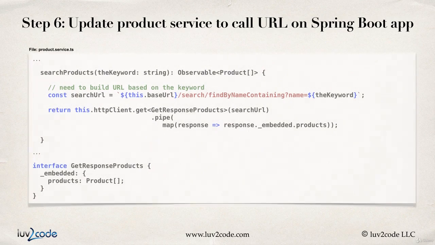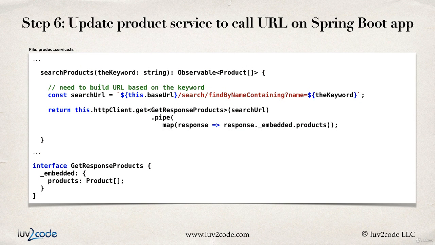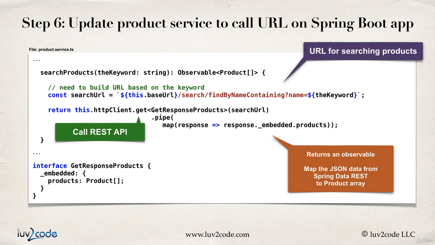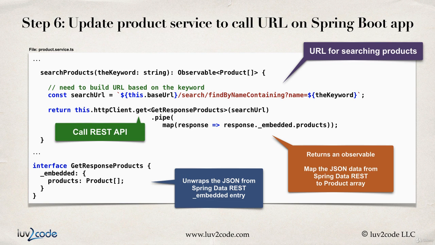Alrighty, step 6 is updating the product service to call the URL on the Spring Boot app. So this is our product.service.ts. So here's the URL for searching for products. So search/findByNameContaining (name equals). We plug in that parameter that's passed in. And then we call that REST API. This returns an observable. We map the JSON data from Spring Data REST to a product array. And then we simply unwrap the JSON from Spring Data REST using that _embedded entry. And this is all coding that we've seen before for making RESTful calls from Angular to a backend API.